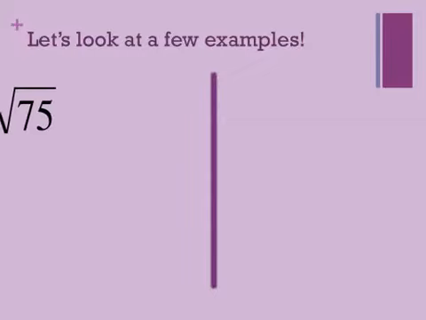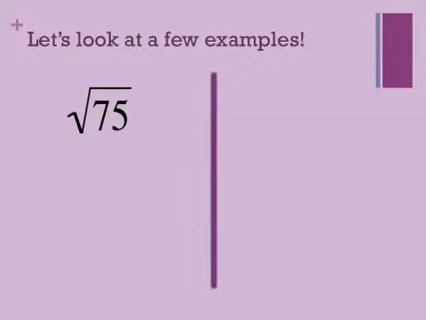Let's take a look at another example. 75 is not a perfect square, so let's look to break it up into two numbers, with one of the two numbers being a perfect square. If you think of the factors of 75, we have 25 and 3. So you can break up the square root of 75 into the square root of 25 times the square root of 3.